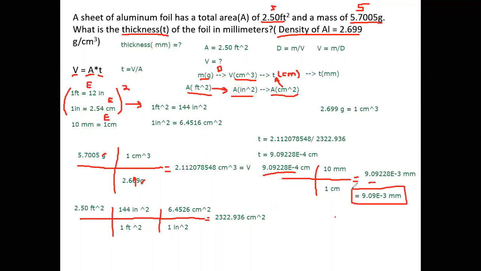So make sure you put things correctly, because as you see, even I can make mistakes. So make sure you get everything in the right numbers. And so that's the thickness of the foil, because if you can imagine a piece of aluminum foil, the thickness is very small. So this makes sense that it's about 0.01 millimeters thick as well.